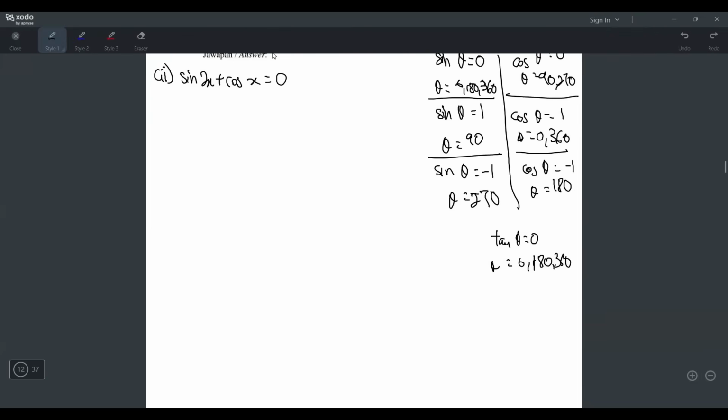Alright, now I will start. First thing first, this one has sine, this one has cos, so it's not good. So I will use the double angle. Sin 2x can change to 2 sin x cos x. This is the double angle formula. And then plus cos x equals 0.